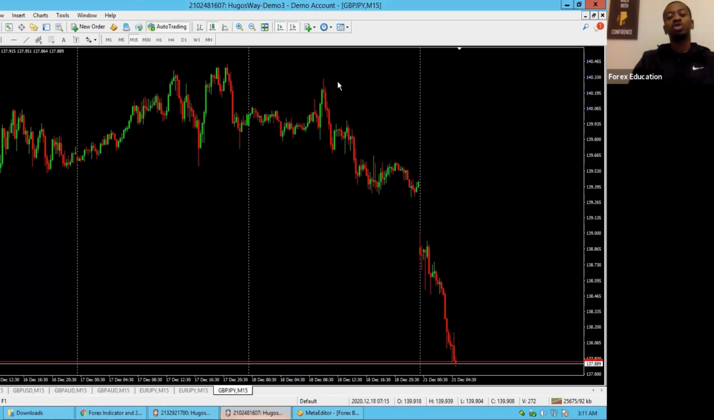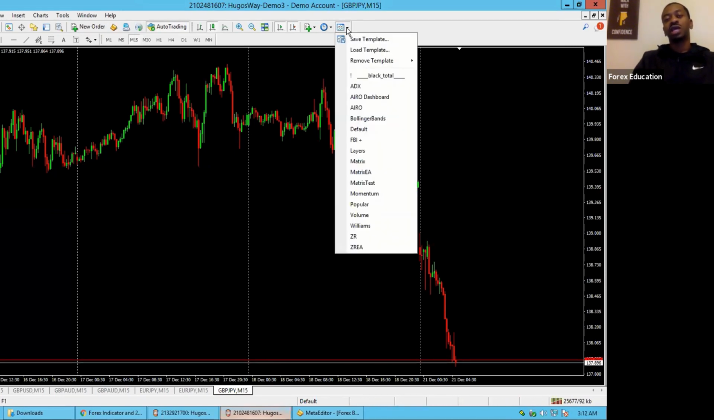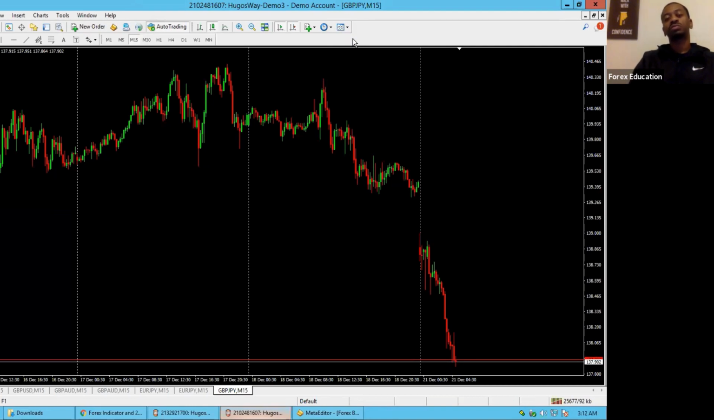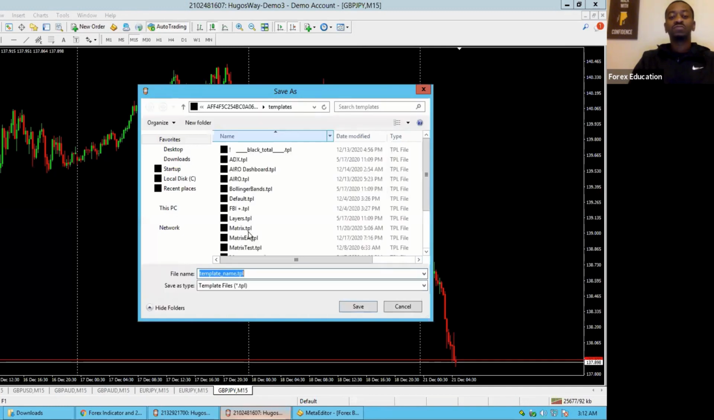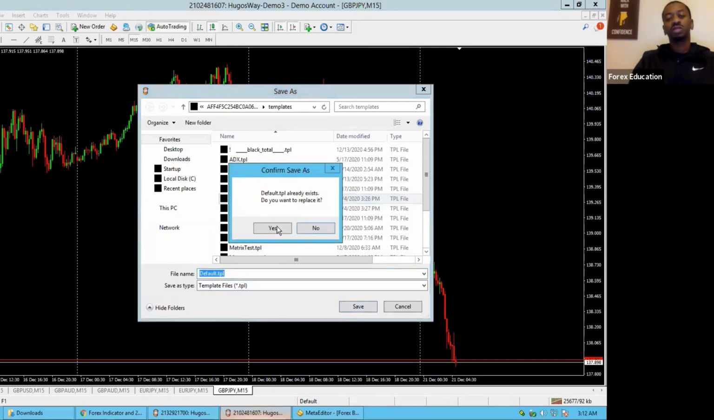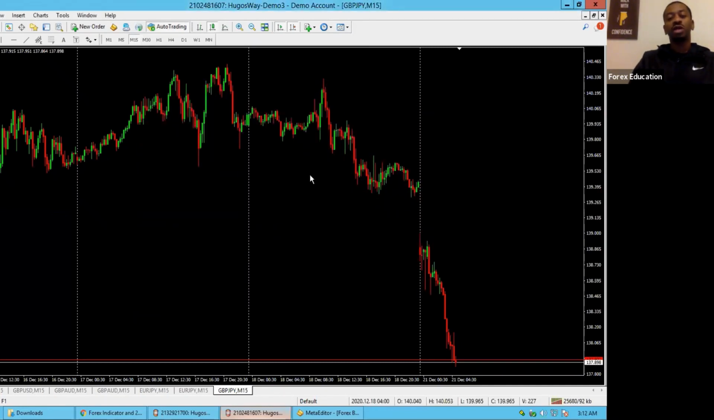All right. Next thing you want to do is save your default chart. That way you always have this chart to go back to. So you come up here to this icon right here. This is the templates icon. You want to select that and hit Save Template. Come in here and type in default. Then hit save. Simple as that. I'll replace mine. That's fine. And you should have this setup here. For those who would like this setup, it doesn't really matter when you place AIRO on it, but this is the setup that I go with.